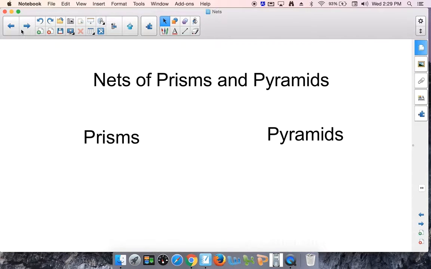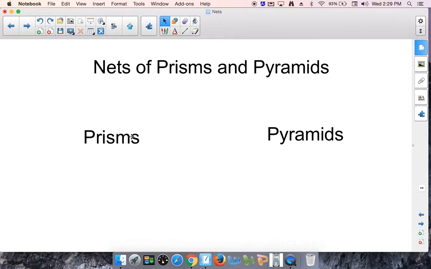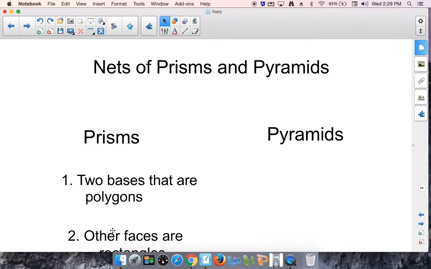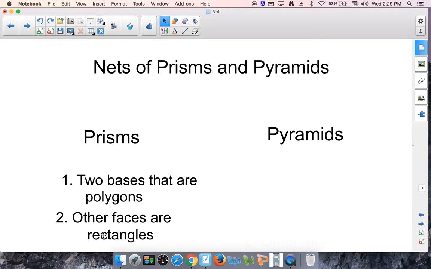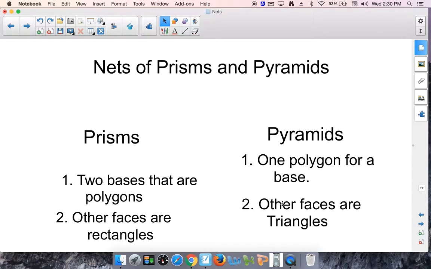So let's look at prisms and pyramids. Yesterday we talked about three-dimensional objects, a prism and a pyramid. So I want you to get them back in your notes. What makes the difference between a prism and a pyramid? Prisms have 2 bases that are polygons. So it doesn't necessarily have to be on the top or the bottom, it could be 2 of their sides. All their other faces are rectangles. So when you see a rectangle on its side and then it has 2 of the same bases, you are talking about some sort of a prism. Pyramids then would have 1 polygon for its base and all of its other faces are triangles.